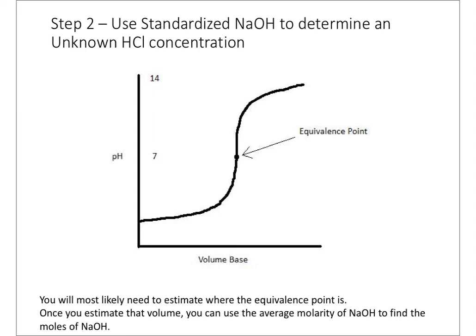Now you have a volume of NaOH. You already know the standardized concentration of that NaOH, and if you have volume and you have concentration, you can find the number of moles of NaOH. If you have moles of NaOH, you can relate that to moles of HCl, and you use 25 milliliters of HCl. So if you know that number of moles and you know the volume of 25 milliliters, you can find the concentration of HCl, which is the goal of this titration.